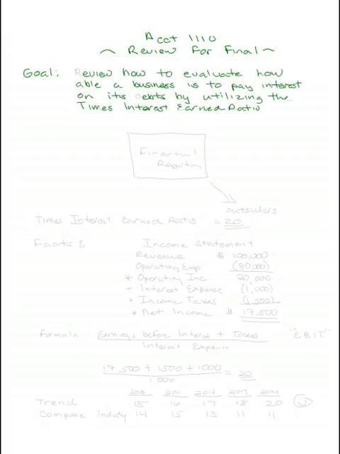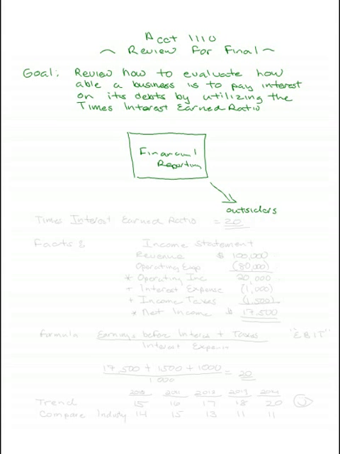The goal is to review how able a business is to pay interest on its debts by utilizing the times interest earned ratio. You'll recall throughout your entire studies of Accounting 1110, we have taught you our goal is to learn how to do financial reporting, and the reason we're doing this at all is to give financial statements to outsiders, and that outsiders will use these to evaluate how well we're doing.